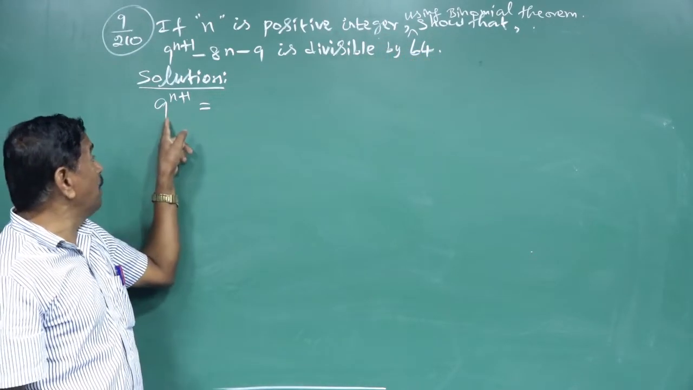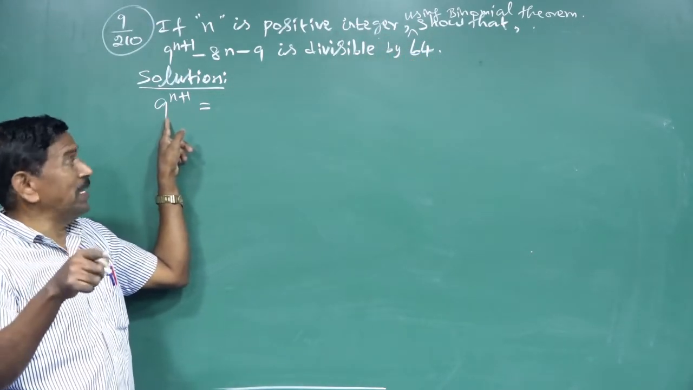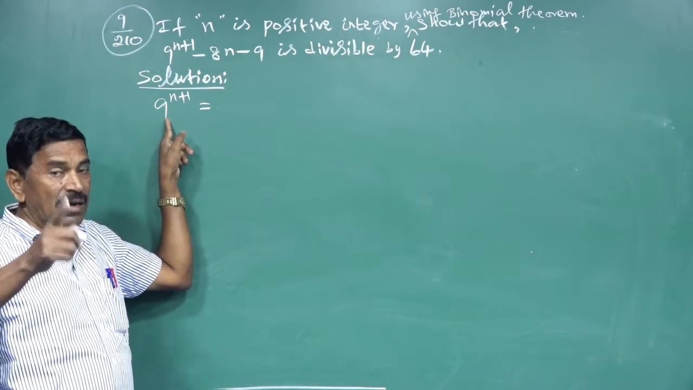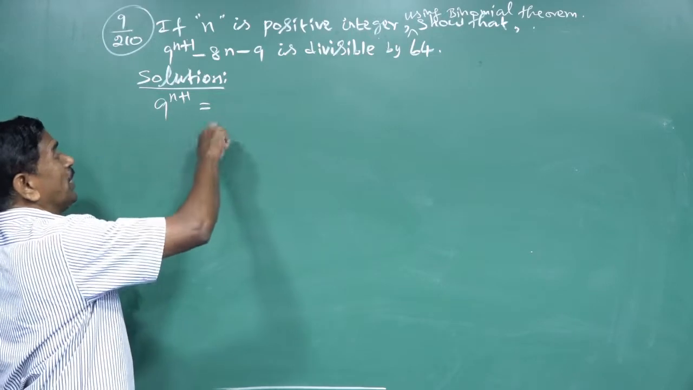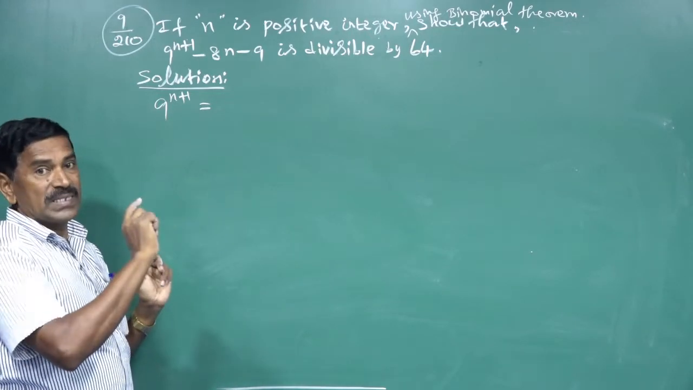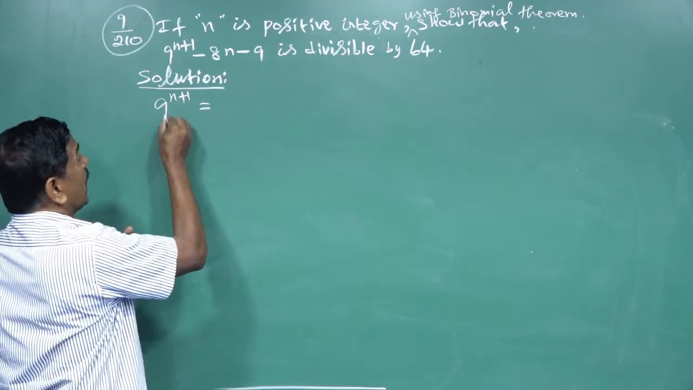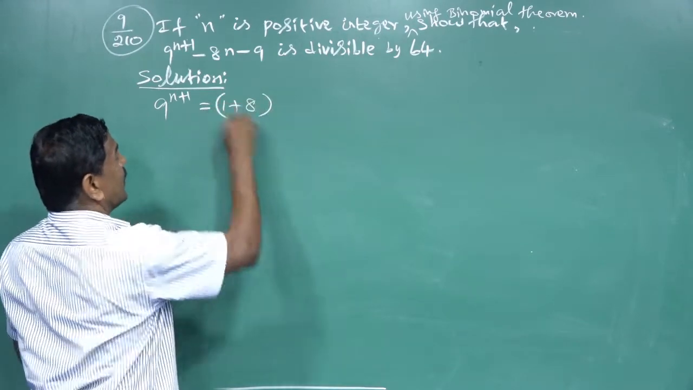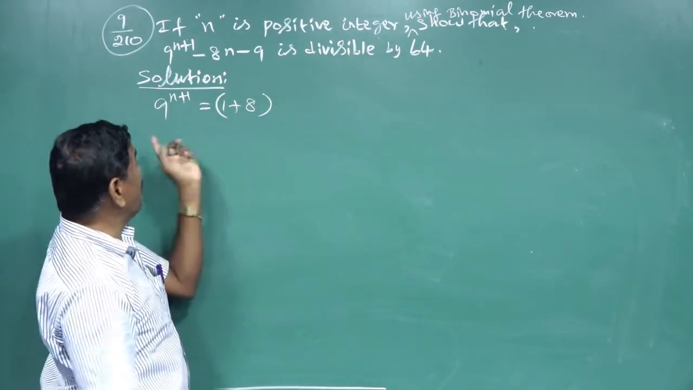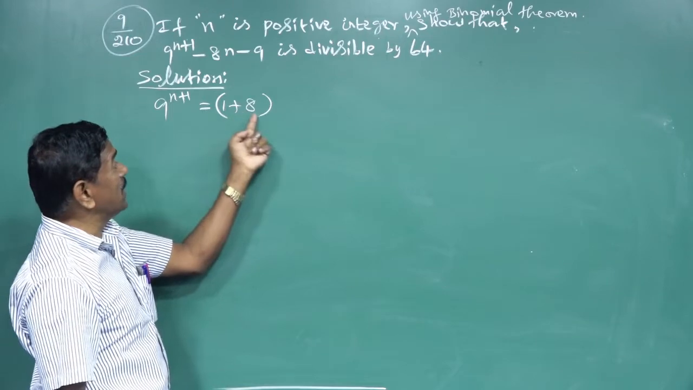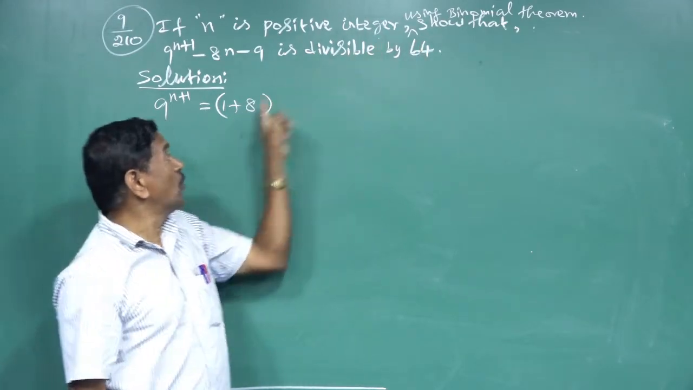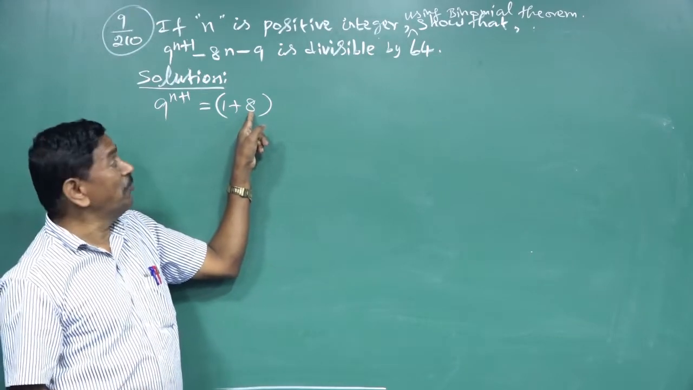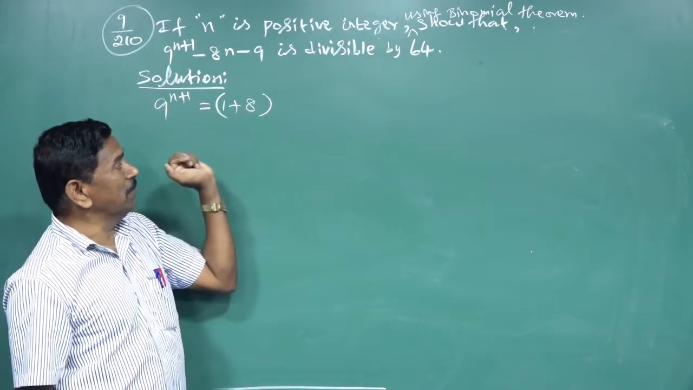So this 9 we want to split in the form of 8 plus 1 or 1 plus 8, for our convenience. That means 9 equals 8 plus 1 or 1 plus 8. For our convenience, 9 equals 1 plus 8. Why particularly are we splitting 9 equal to 1 plus 8? Because it is divisible by 64, where 64 is equal to 8 square.